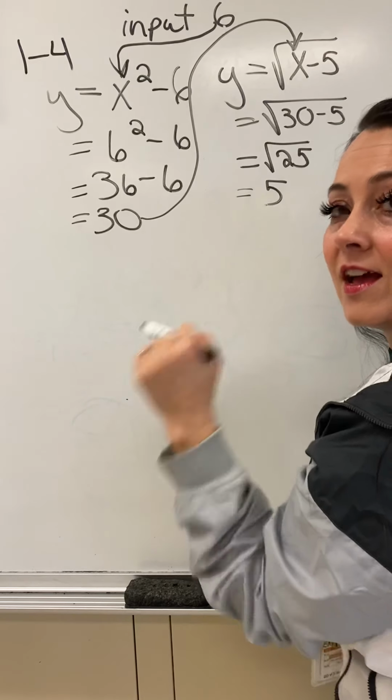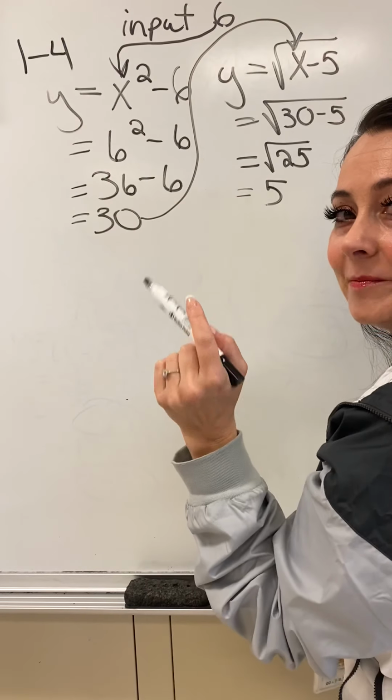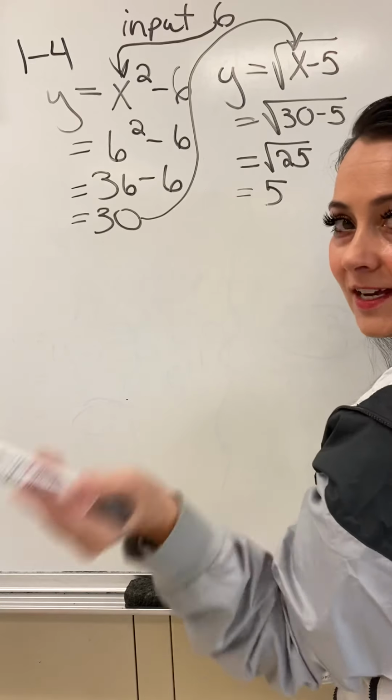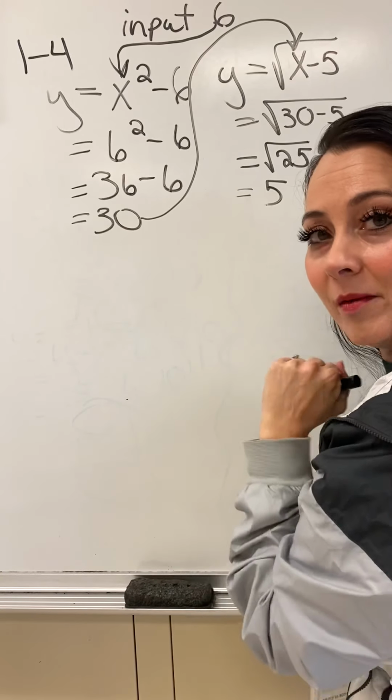That is part A. And then the first way we did it gives you an output of negative 5. So that's actually part B. Hopefully that helped you with problem 1-4.